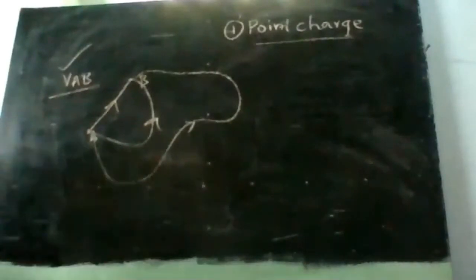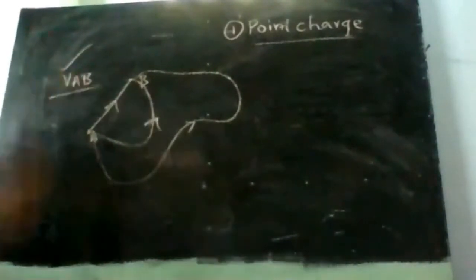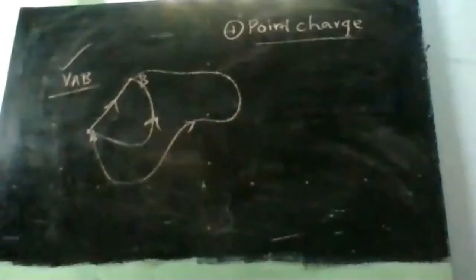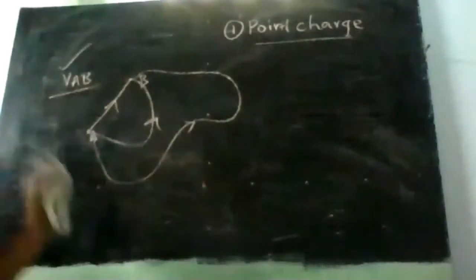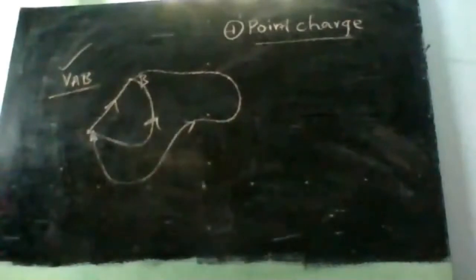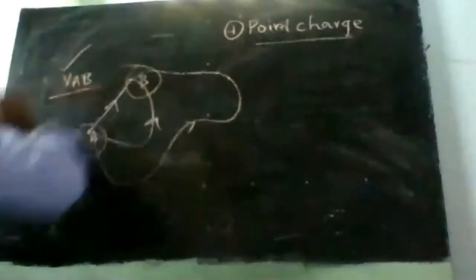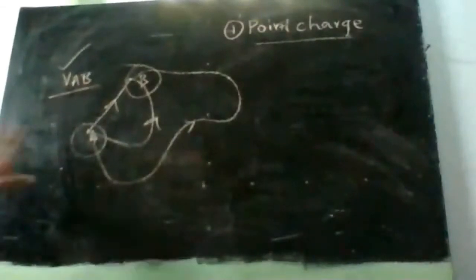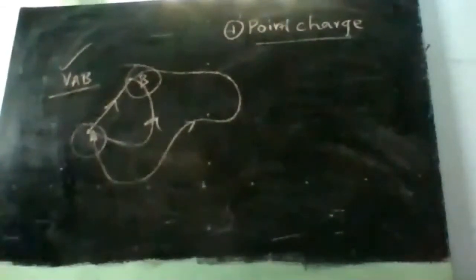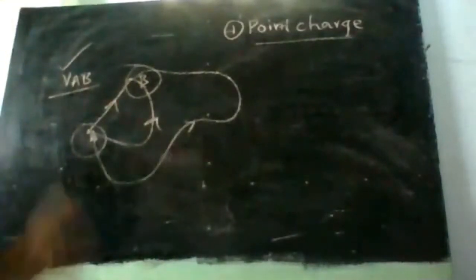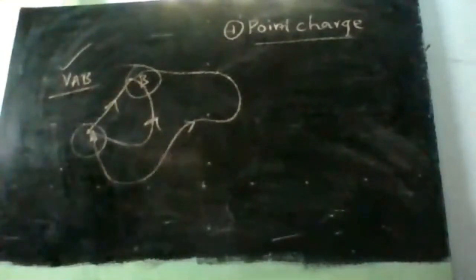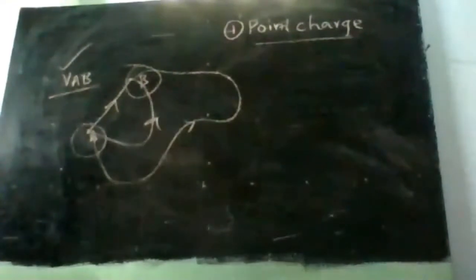This property is that the potential difference or the work done will never depend on the path in which the unit test charge is moved. It only depends upon the starting point and the ending point, from where to where we are moving. The path does not matter at all. I hope this point is clear.